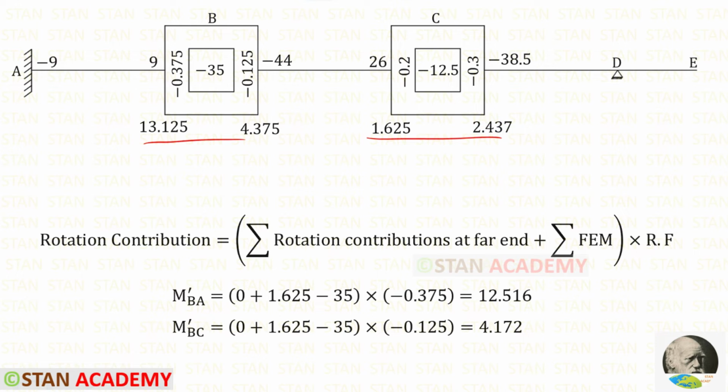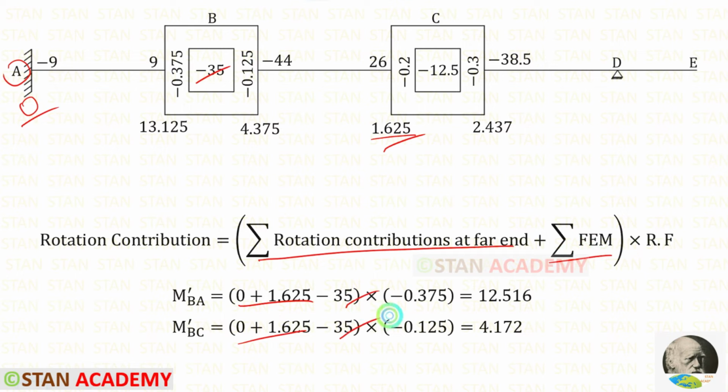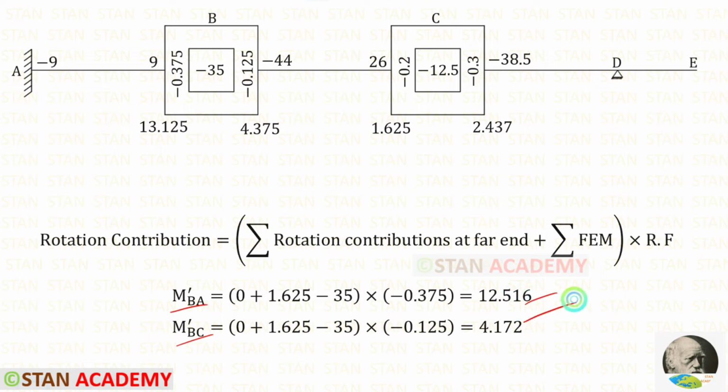Now let us start the second iteration. Let us find M dash BA and M dash BC. We know that in the point A, the rotation contribution is 0. In the point C, we have the rotation contribution 1.625. So for the summation of rotation contributions at far end, we have 0 plus 1.625. The summation of fixed end moment is minus 35. Then let us apply the rotation factors. Finally, for M dash BA and M dash BC, we will get these. Let us enter both of them.